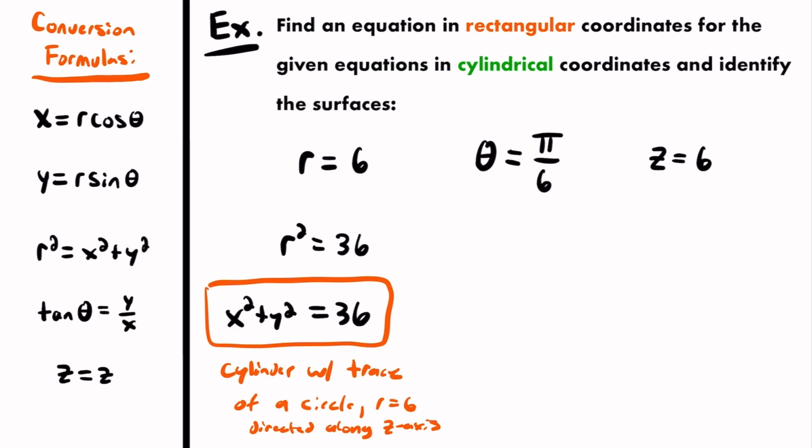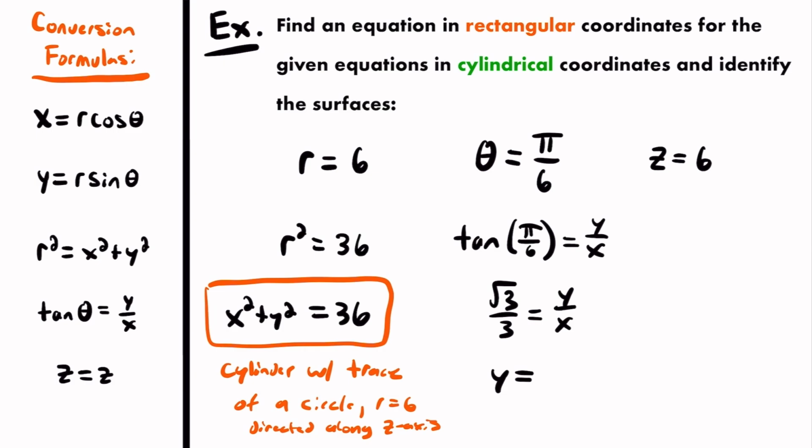Let's move on to our next equation. We have theta equals pi divided by 6. So to convert that into terms of x and y, I think we can just plug that into this equation. Tangent theta equals y divided by x. So if we do that, we'll have tangent of pi divided by 6 equals y divided by x. And tangent of pi divided by 6 is the square root of 3 divided by 3. So that would be equal to y divided by x. And then I'm going to solve for y. So I'll multiply both sides by x. And that will give me y equals the square root of 3 divided by 3 times x. And that would be my equation in rectangular coordinates.